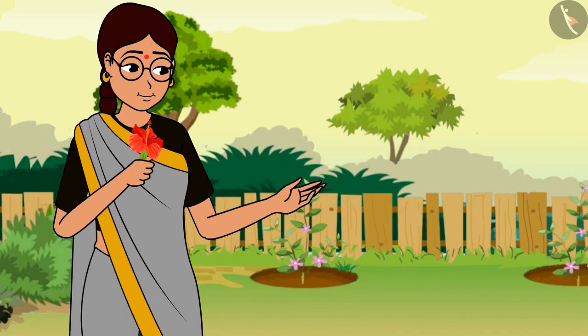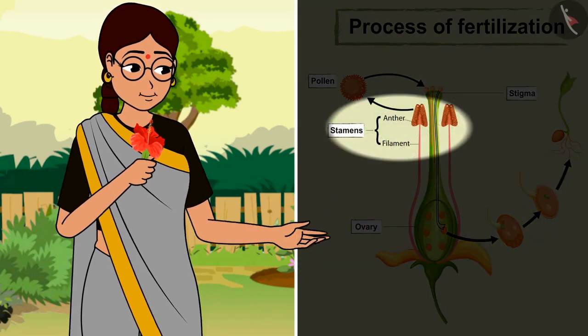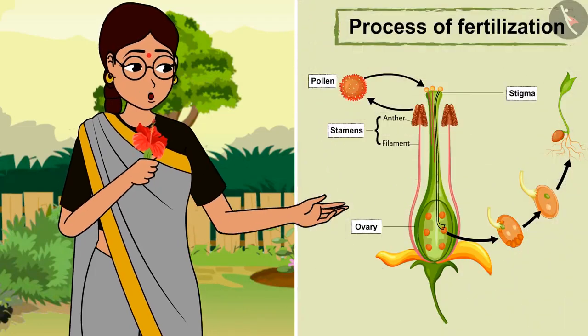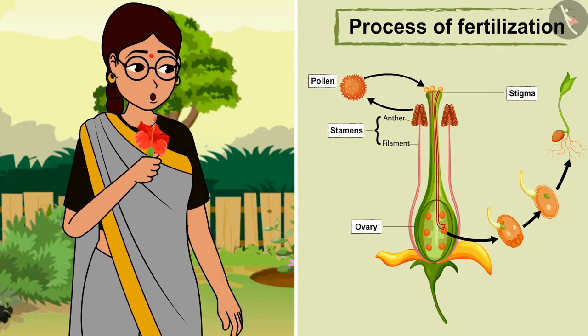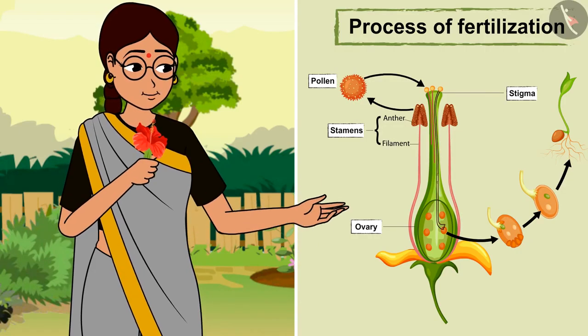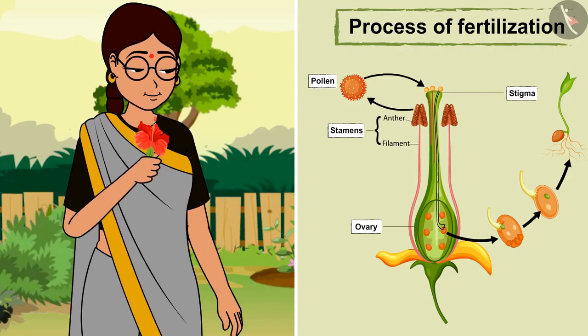Yes, sure, Meena. Come, let us all look at this flower. Look, this is the anther. And this is the stigma. This here is the ovary. When the pollen reaches the stigma, they travel through a tube-like structure to the ovary. Here, the fertilization takes place. The ovary becomes the fruit and the other parts of the flower wither and fall off.